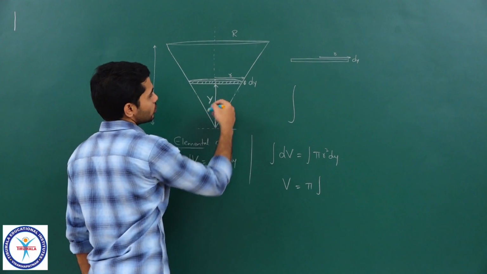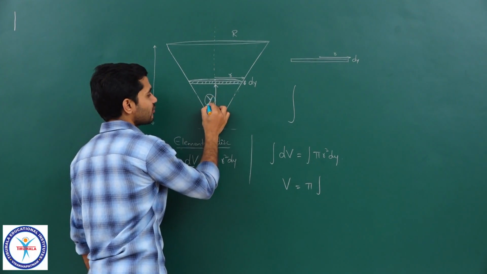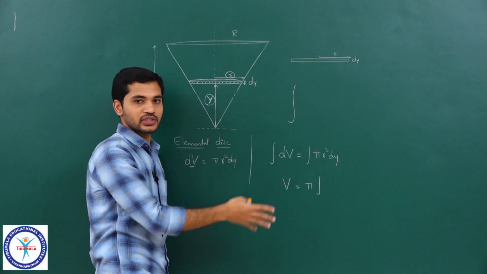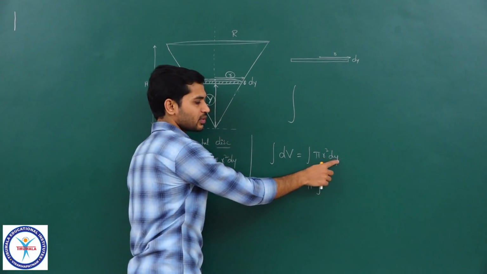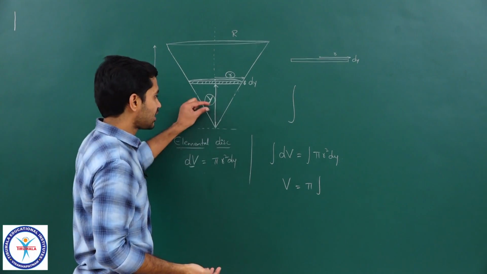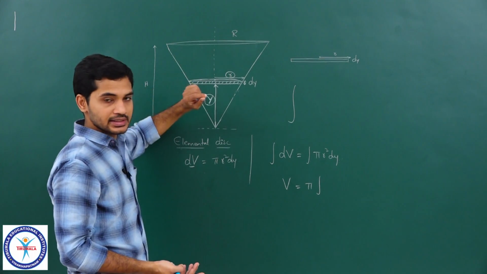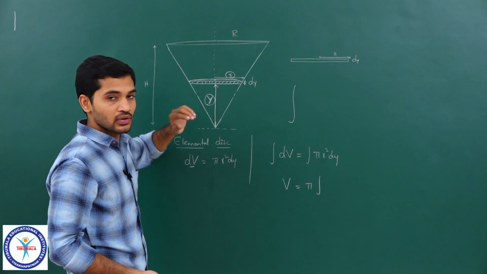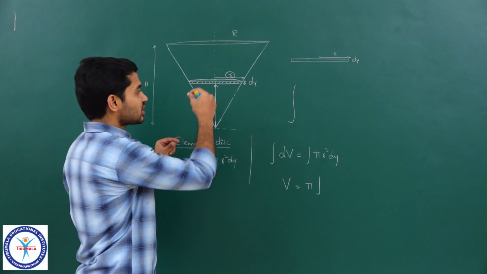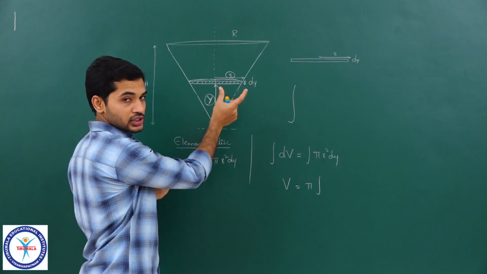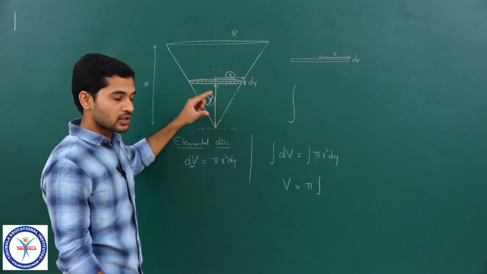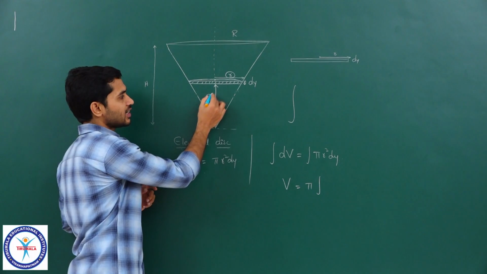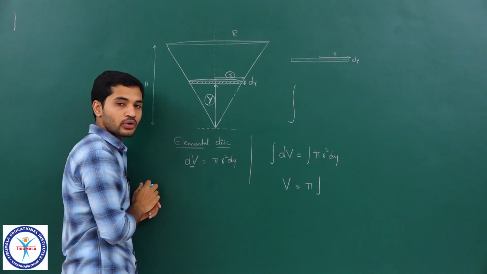If you look at this cone, I need to find the relation between y and r so that I can eliminate one of the variables. r is a variable, y is also a variable. As I keep changing the disk, first a small disk here, another disk, another disk, what are the parameters which are changing for each disk? Radius is changing, y will be changing. So both are variables. First I need to find the relation between r and y. How do I do that?